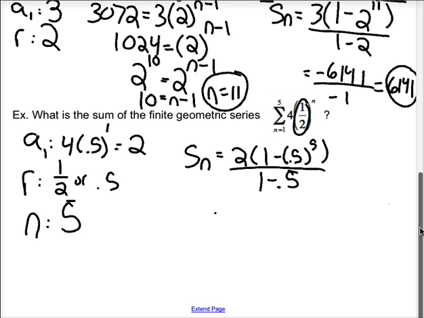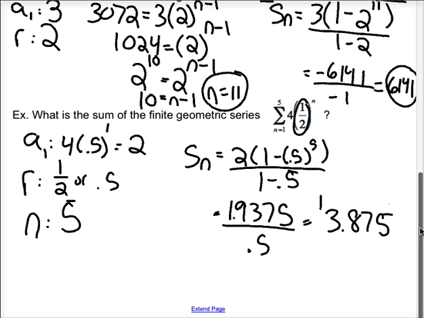And that is going to give me 1.9375 over 1 minus 0.5. Well, that just gives me 0.5. So again, calculate the top, calculate the bottom separately to make sure that you're not making any mistakes. So now I take that 1.9375 and I divide it by 0.5. That gives me 3.875 as my sum.